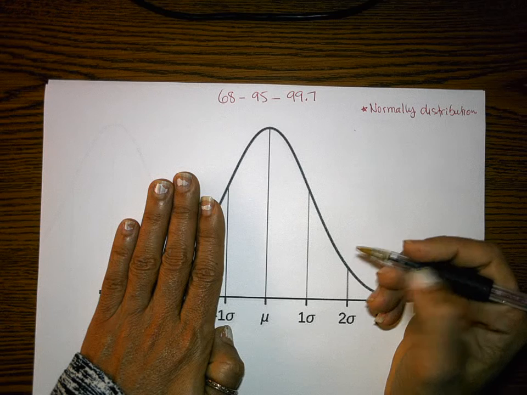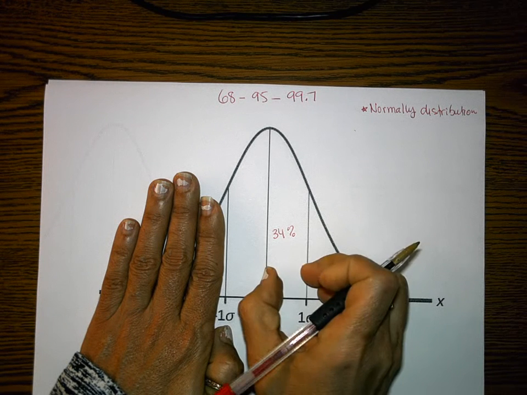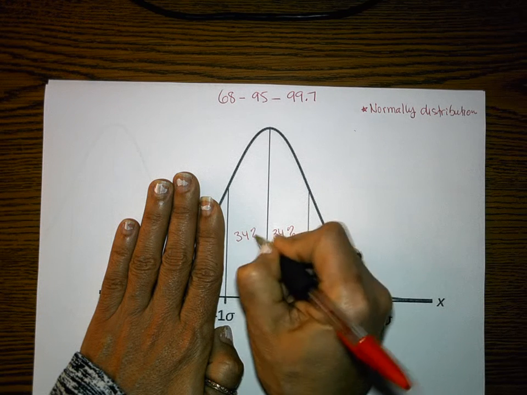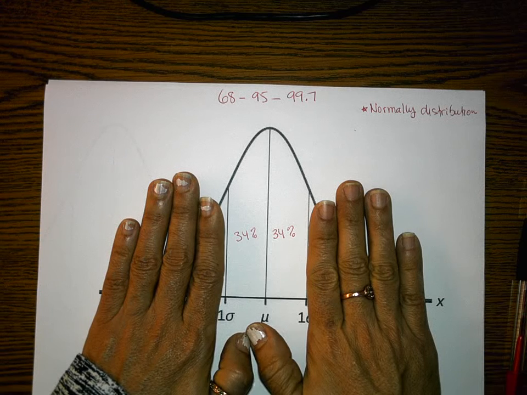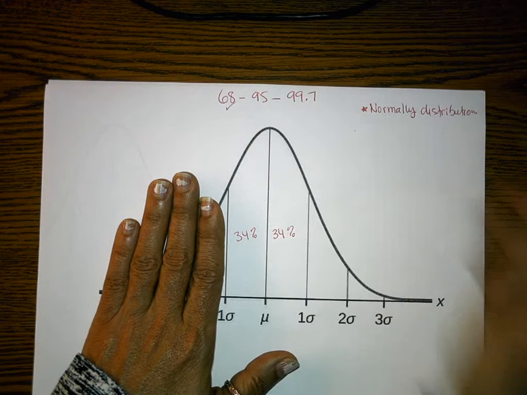And splitting 68 in half gives me 34% that are above the average here, above the mean, and I have 34% that is one standard deviation below the mean. So that's how you need to see that 68 value. So that is my 68, that's where it came from, okay?